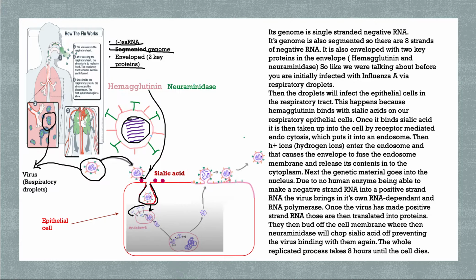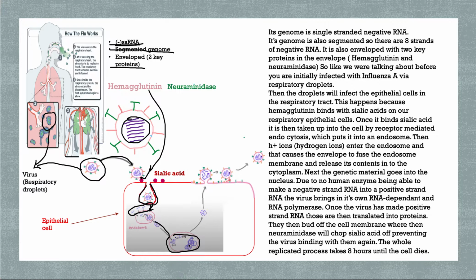So as we can see right here, H plus ions enter the endosome, and then that releases it into the membrane. So down here, as we can see, into the cytoplasm, sorry. Next, the genetic material goes into the nucleus. Due to no human enzyme being able to make a negative strand, as we can see back here, it was a negative strand, and no human enzyme is actually able to make a positive strand from a negative strand. The virus brings its own RNA-dependent mRNA polymerase into the process.